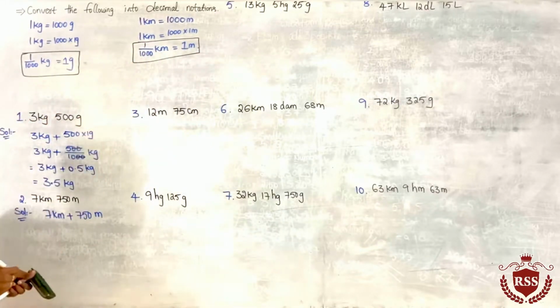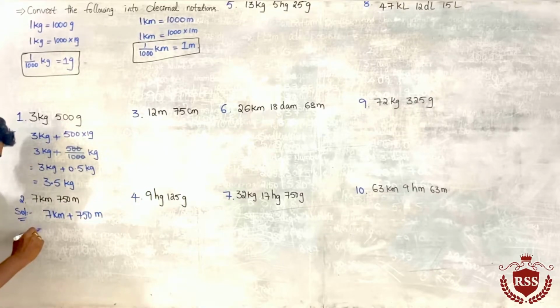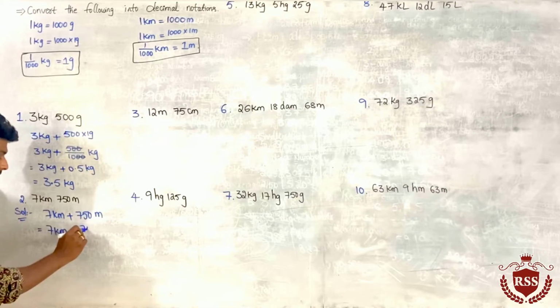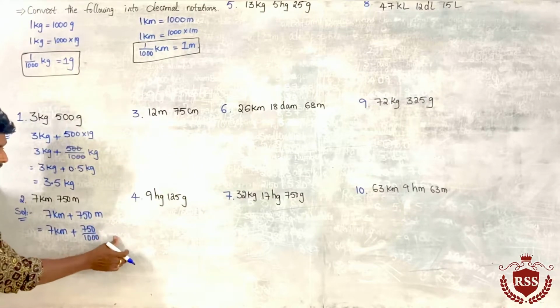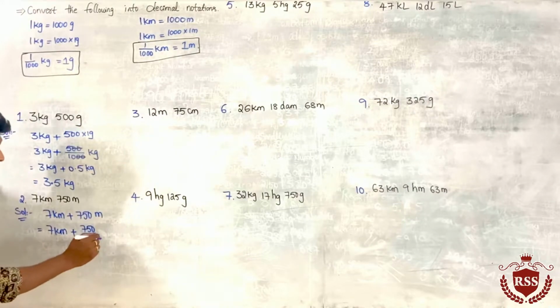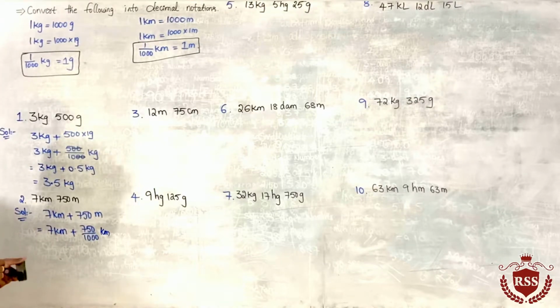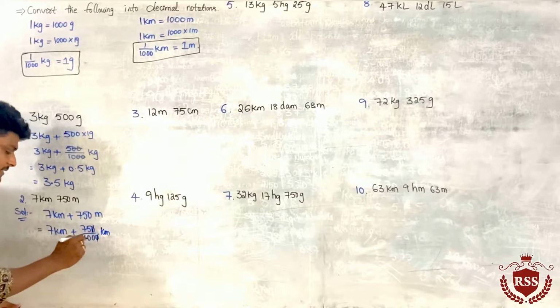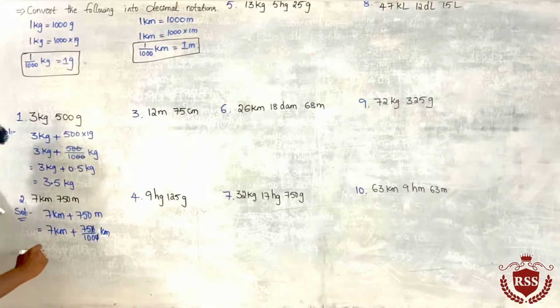So we have to substitute the value of 1 meter here. If we substitute it, then it will be 7 kilometers plus 750 by 1000. If we divide by 1000, meters will be converted into kilometers. So we can cancel here, the 0 will be cancelled. 75 by 100 means it will be 0.75.